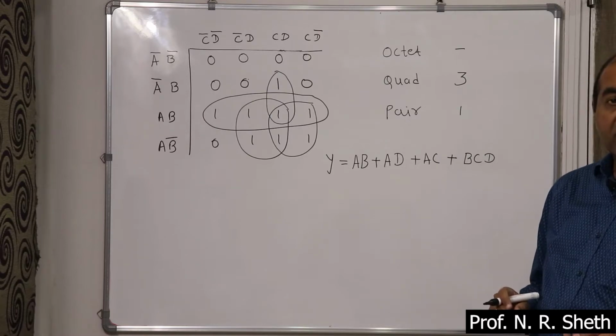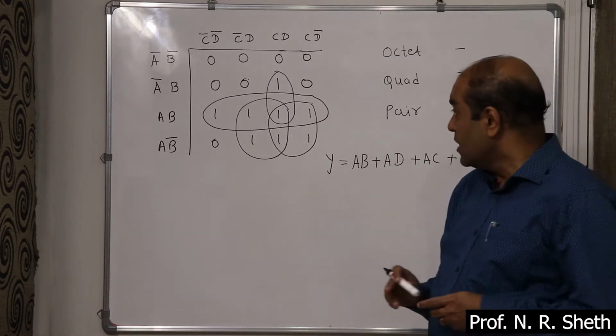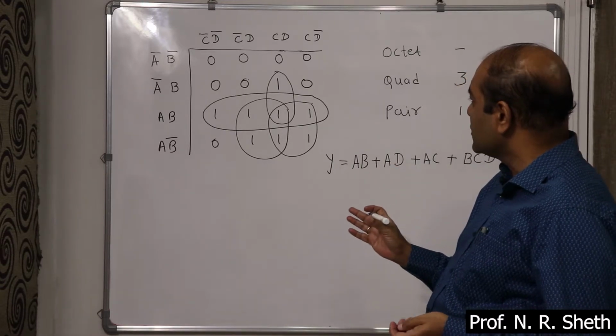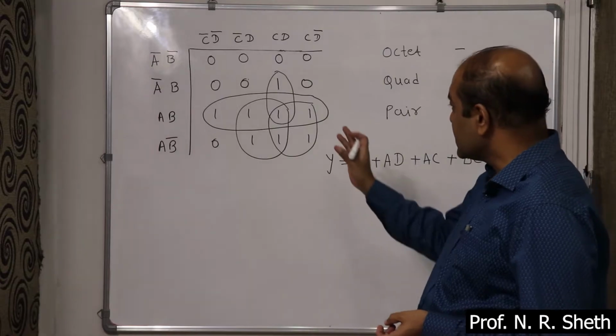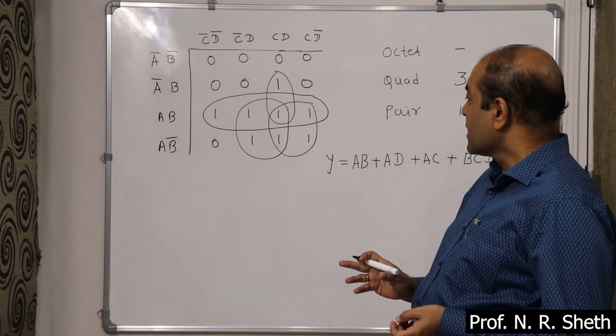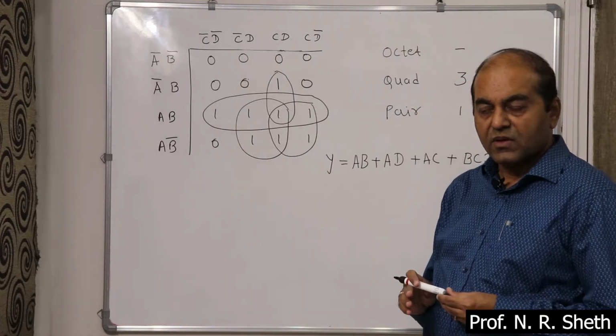In this way, you have to solve the K-map. Okay. Now, you have to also think about the redundant group, but at present in this figure, you don't have any unwanted group. Okay. So, this is your final answer.